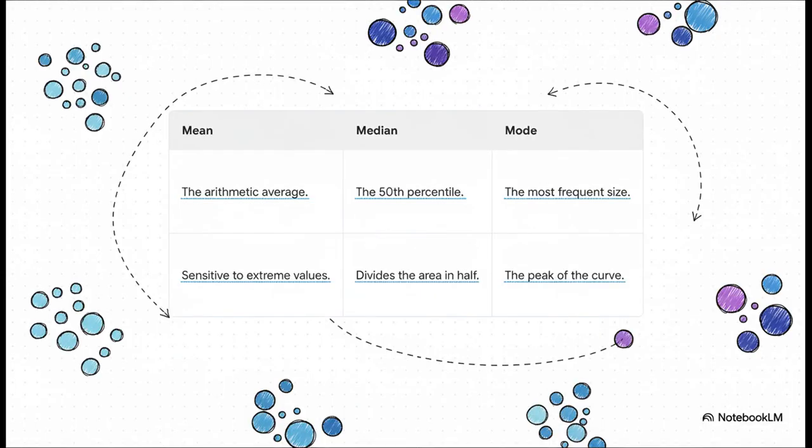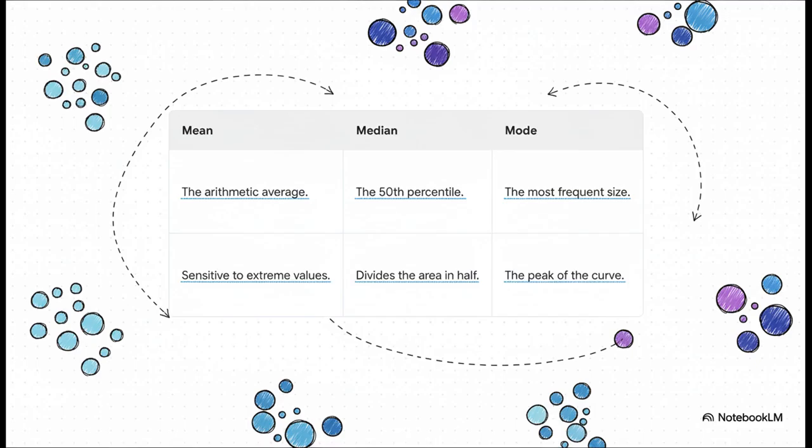The mode is easy. It's just the most common size, the very peak of our curve. The median is the 50th percentile. It's the size that splits the number of particles perfectly in half. And the mean is your good old arithmetic average. Now here's the key. For these skewed aerosol distributions, these three are not the same. The mean gets pulled way up by those few big particles.